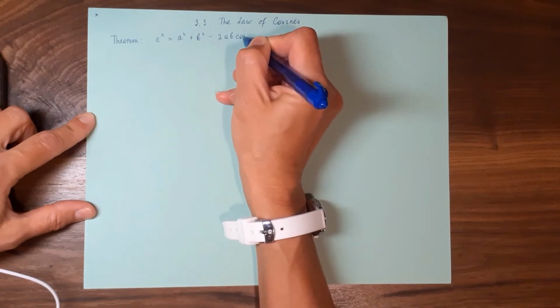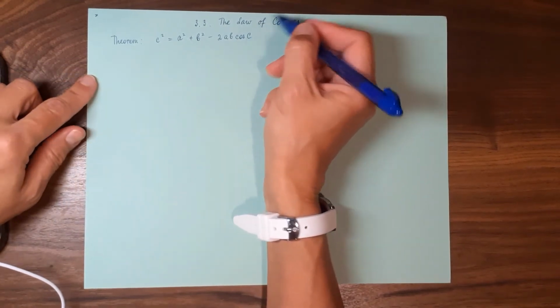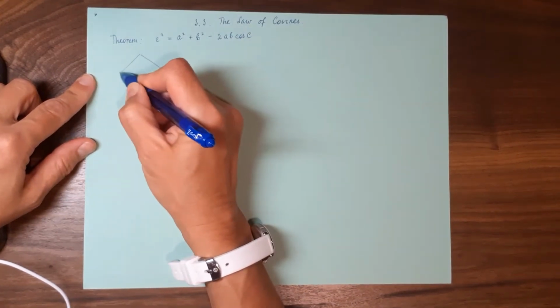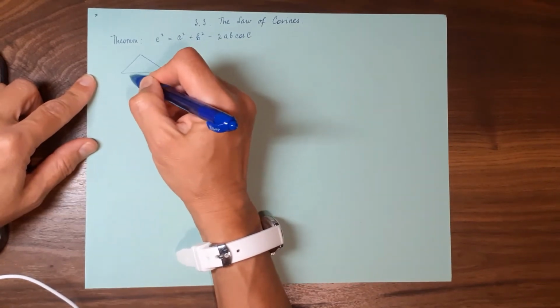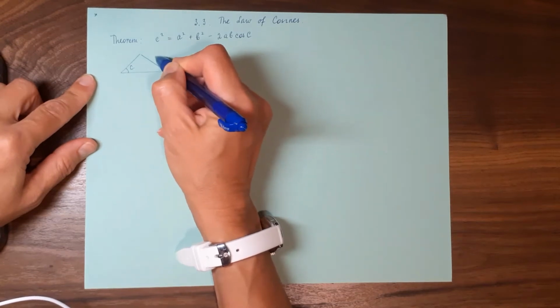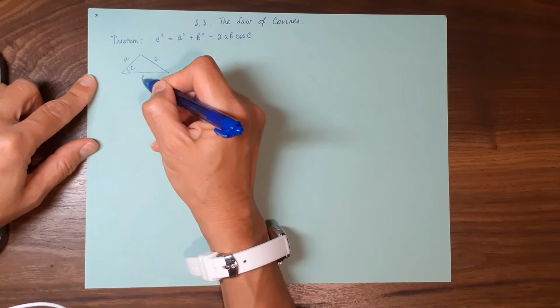I'm going to draw the triangle so we can see where this A, B, and C are going to be and how everything looks. It works for any triangle, no matter what the angles are. So I'm going to start with labeling angle C, and across angle C sits side c, right? And sides a and b are adjacent to angle C.